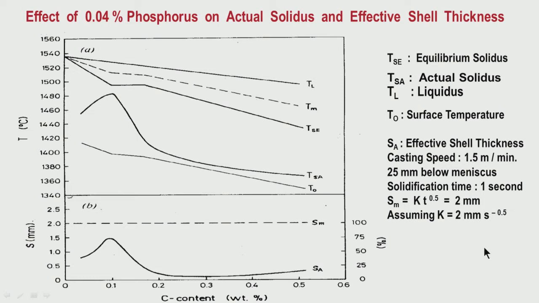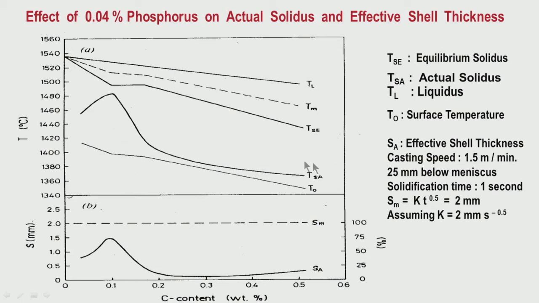This is theoretical, but actually what is the situation? It depends on the level of microsegregation. Now, the effect of 0.04% phosphorus. I have told you phosphorus is very deleterious. In steel, if you have 0.04% phosphorus, which is relatively high, we should not have so much phosphorus in steel, but for calculation purposes we have taken 0.04% phosphorus. Then let us see what happens.